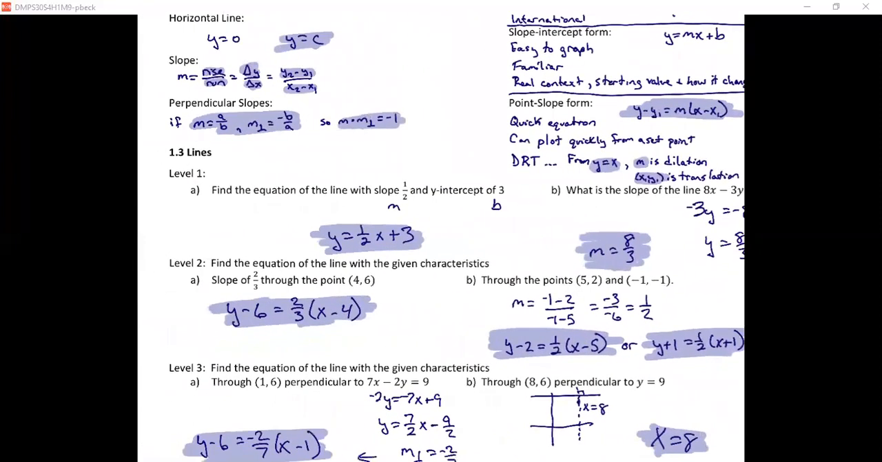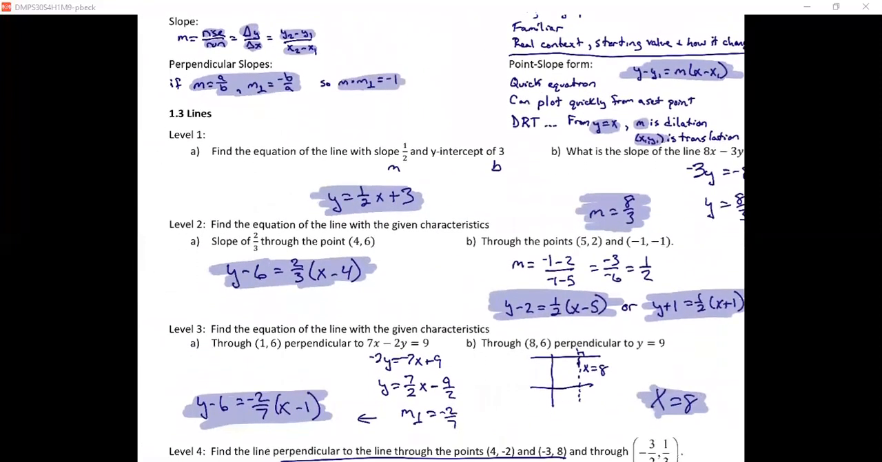What's the slope of the line 8x minus 3y equals 1? My thought behind this is, in order for me to find the slope, probably putting it in slope-intercept form is going to be beneficial, which is what I did here. Now that I have slope-intercept form, I can identify that the slope is the coefficient in front of the x. So the slope is 8/3.